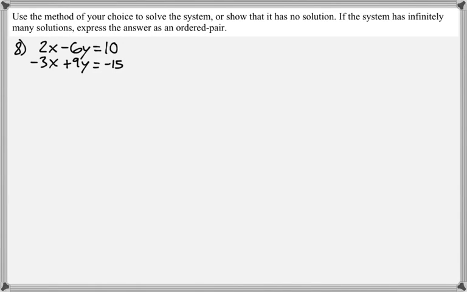On question number 8, I'm solving the system of equations by the method of my choice. So I'm going to choose to solve by the elimination method. And I want to get rid of my x's, and I can build them both up into 6. Well, this one's going to be a -6 though, so that they'll cancel out when I add them together. So I'm going to multiply this top equation by 3 and the bottom equation by 2.